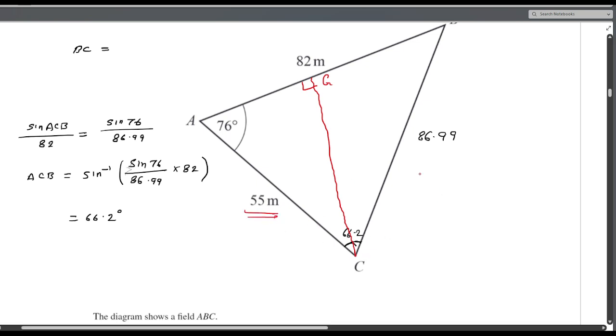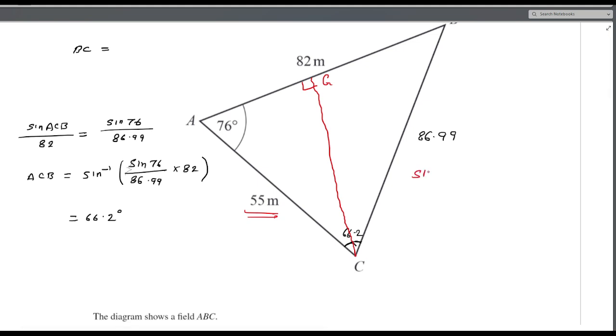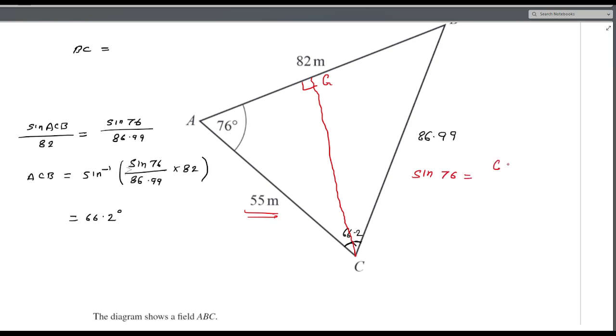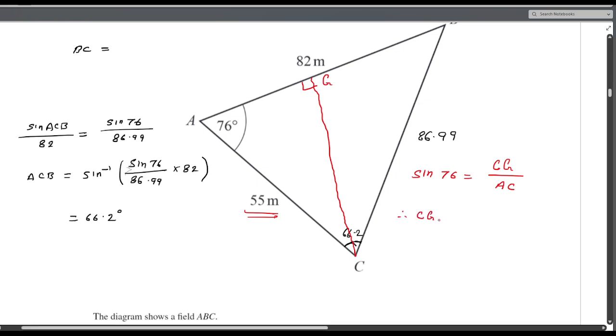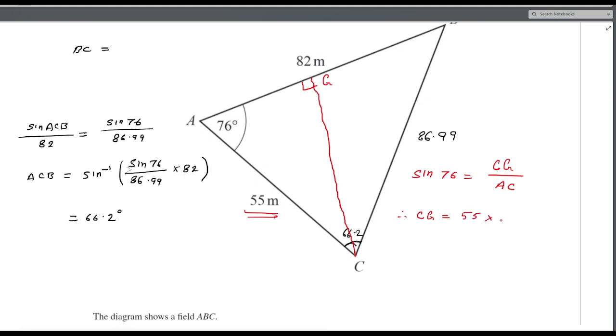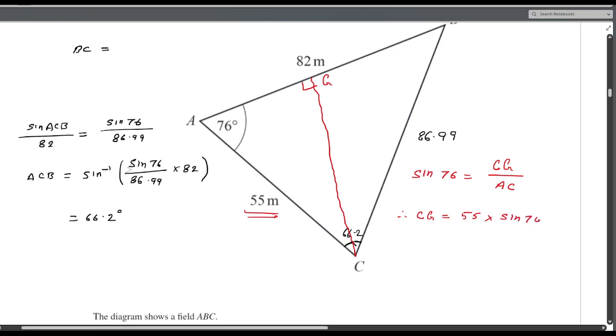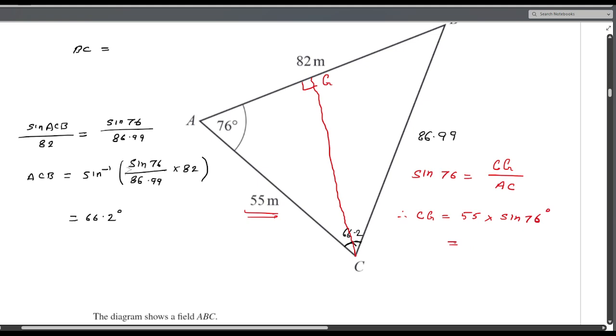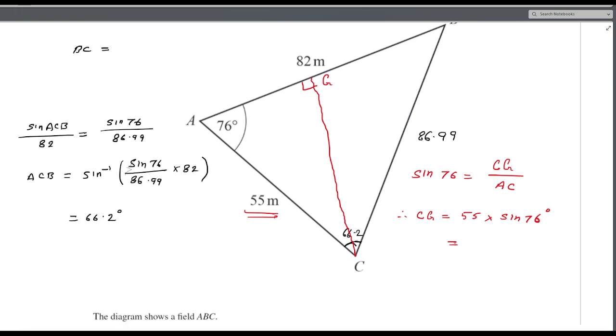You can say that sine of 76 will be equal to CG divided by AC, and therefore CG will be equal to AC, which is 55, times sine of 76 degrees. So 55 into sine of 76 degrees will give you the answer as 53.4.